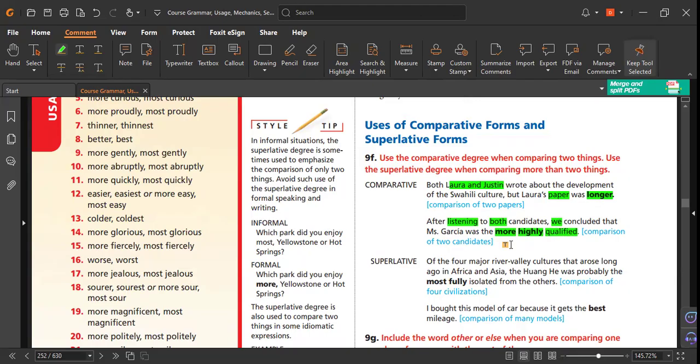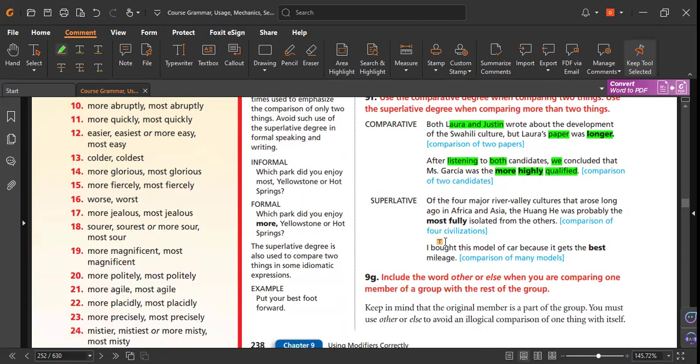That is what I would refer you to understand, my dear friend. Yes, here we can compare among many, superlative. So this one was the most fully qualified. It must be "the most", not "the more". And of course, "fully" is an adverb. And here the superlative is the best. See, because the meaning says that I bought this model of the car because it gets the best mileage, so the best of all the cars around. It's a superlative.